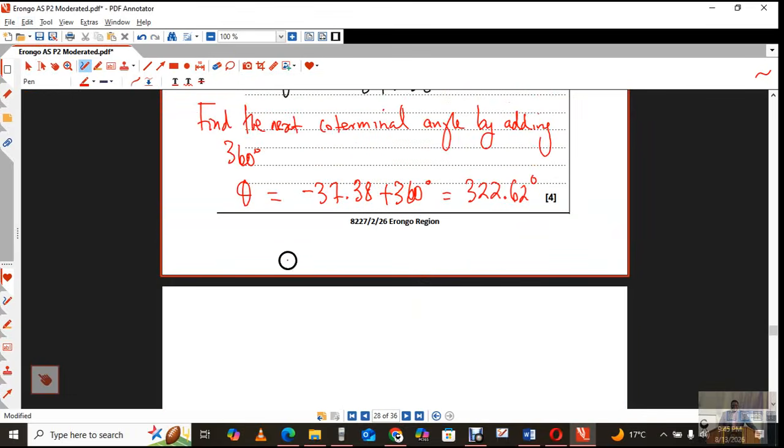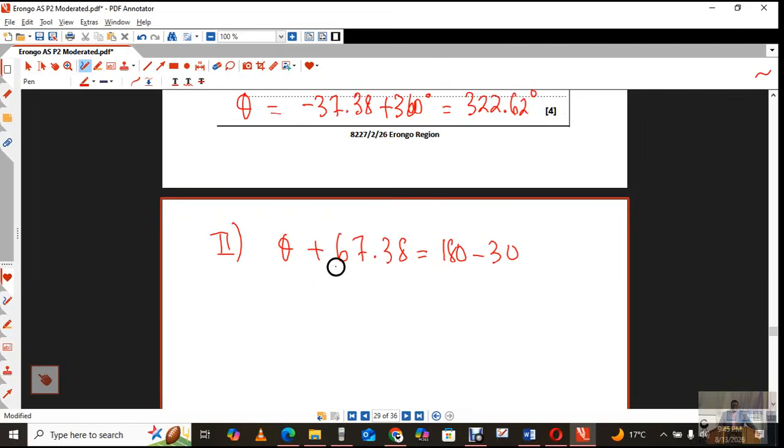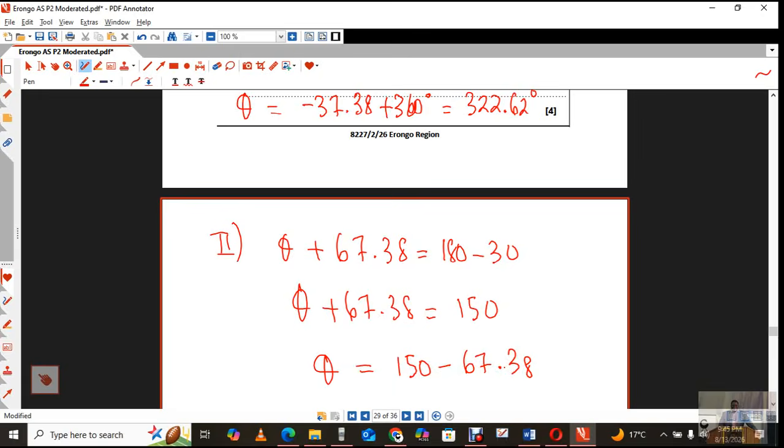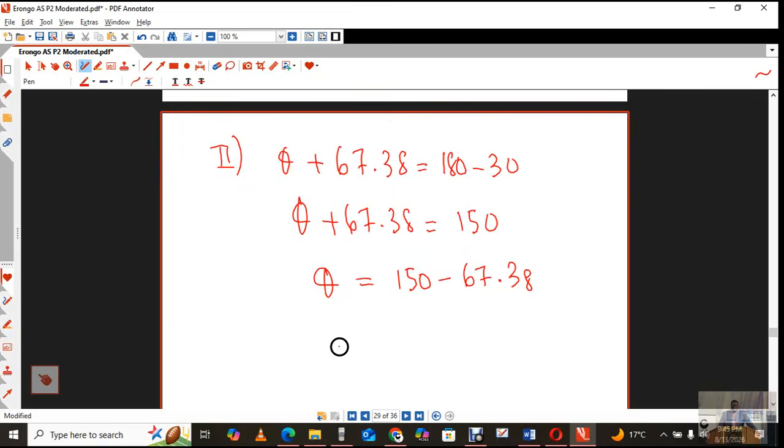Then in the second quadrant, remember in the second quadrant, sine is also positive. So I say theta plus 67.38, which in the second quadrant, you know, is 180 minus 30, which gives you 150. Let's see if this angle is within our range, which is from 0 to 360. Then theta is going to be 150 minus 67.38. Of course, this one gives us that theta is equal to 82.62 degrees, which is also within our range.